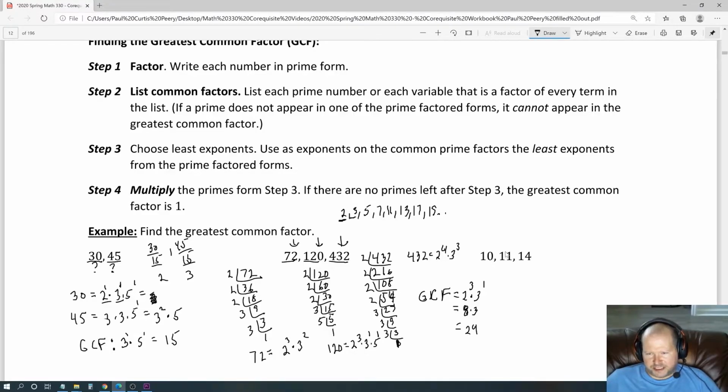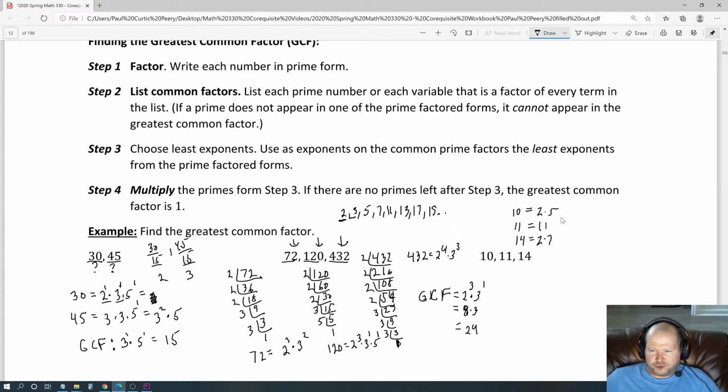Now this last one's a little bit different. If I do the prime factorization of 10, I just get 2 times 5. 11 is just 11 because it's a prime number. And 14 is 2 times 7. So if you're just looking here, I can't think of a larger number than 1 that's the greatest common factor of 10, 11, and 14.